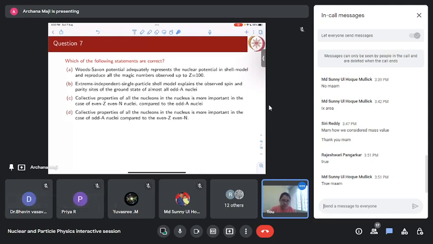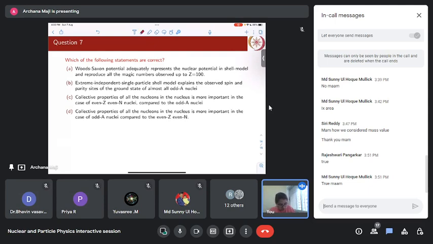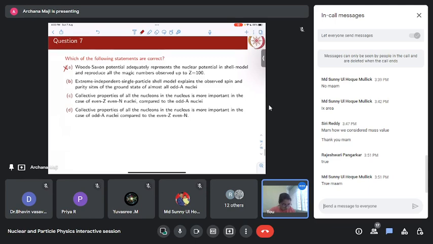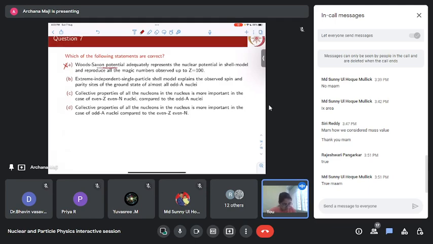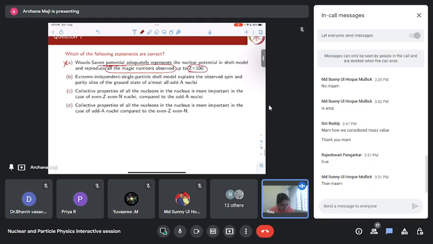2% are saying true. Well, but it is not true, it is false, because we know that Woods-Saxon potential cannot adequately represent all the magic numbers observed up to Z equal to 100. In order to do so, we have to include the spin orbit coupling with the Woods-Saxon potential. So if the potential is Woods-Saxon plus the spin orbit coupling, then only can this potential reproduce all the magic numbers observed up to Z equal to 100 within this nuclear shell model. Okay, so A is incorrect. What about B?